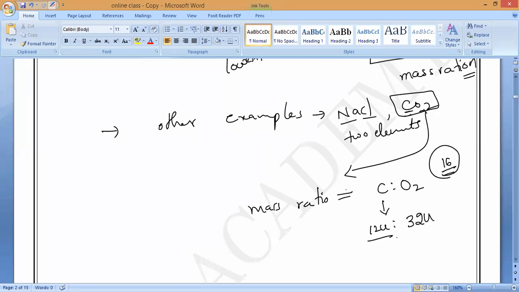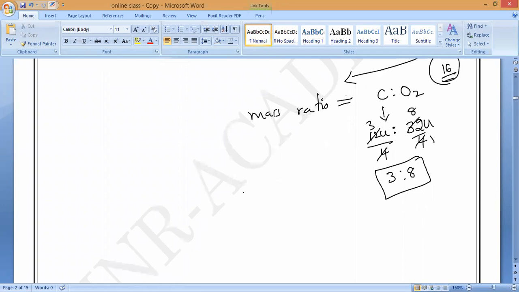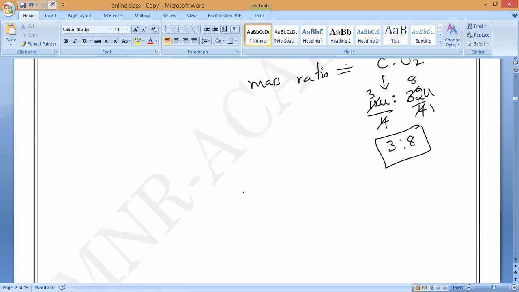So both are again even numbers. So we can divide with what? Observe carefully, the 4 table. 4 ones are 4, 4 threes are 12. 4 eights are 32. So 3 is to 8 is the mass ratio of carbon and oxygen in carbon dioxide. Will you be able to remember? That is fixed always.